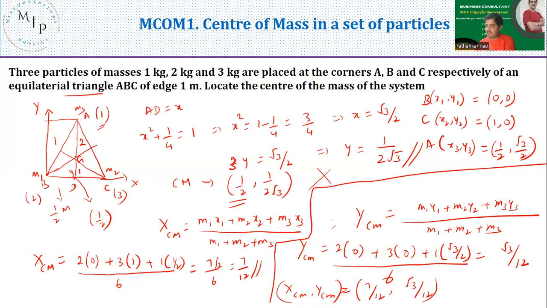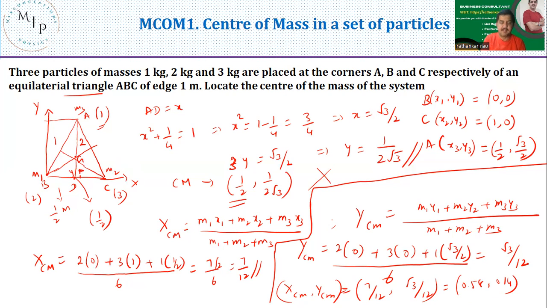7 divided by 12 is 0.58. And the next: root 3 by 12, 1.73 divided by 12 is 0.14. So you should get 0.58 comma 0.14. At these coordinates you can locate it somewhere over here. 0.58 would be somewhere over here, and 0.14 somewhere over here.